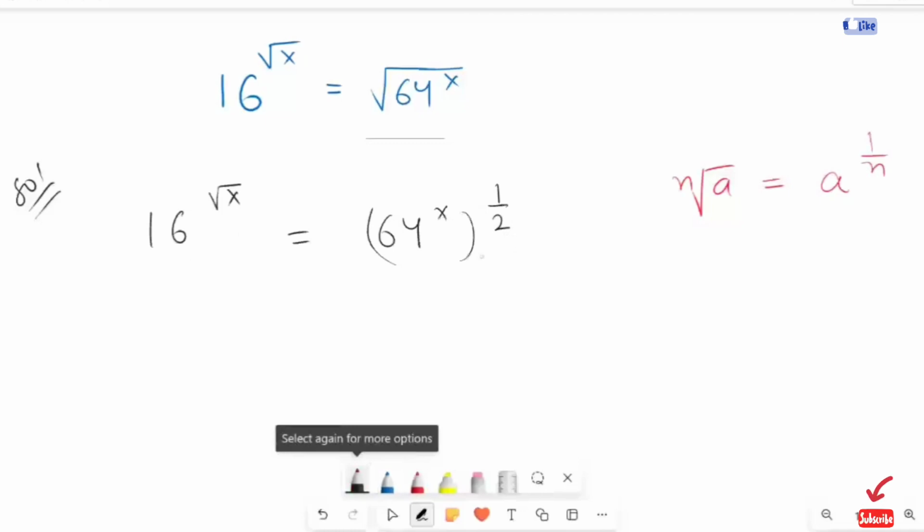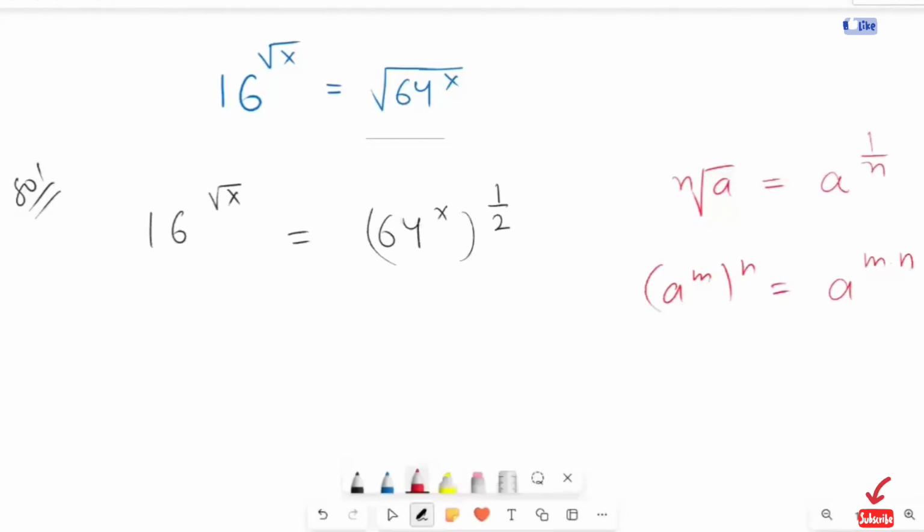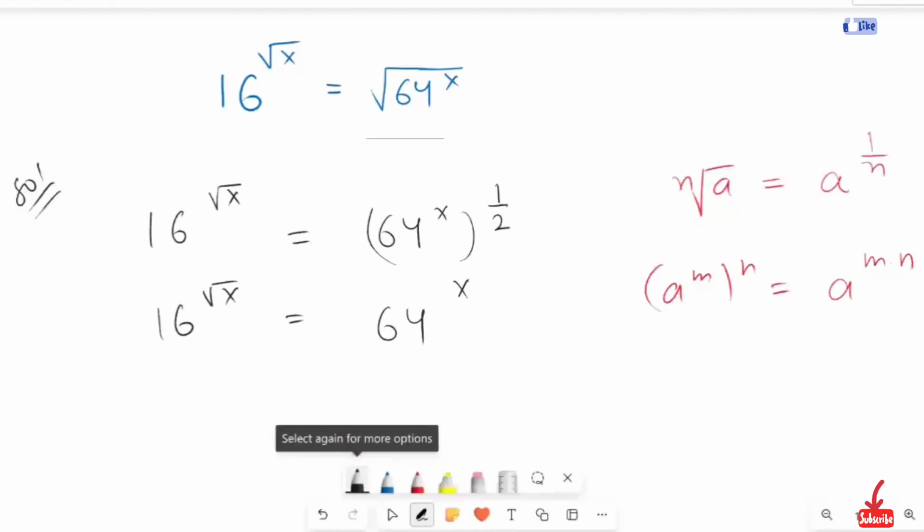Next, I am going to use the exponential rule, that is a raised to power m, whole raised to power n, is equal to a raised to power m times n. So here we are going to multiply the powers. So this equation turns to 16 raised to power root x is equal to 64 raised to power x over 2.